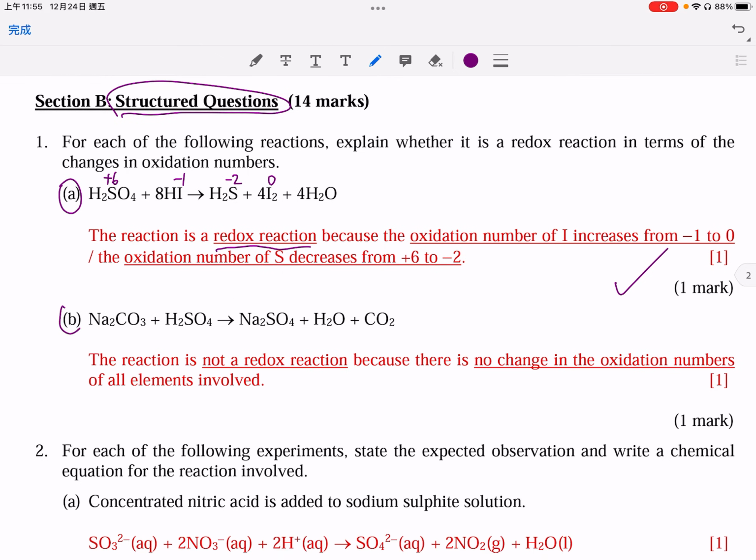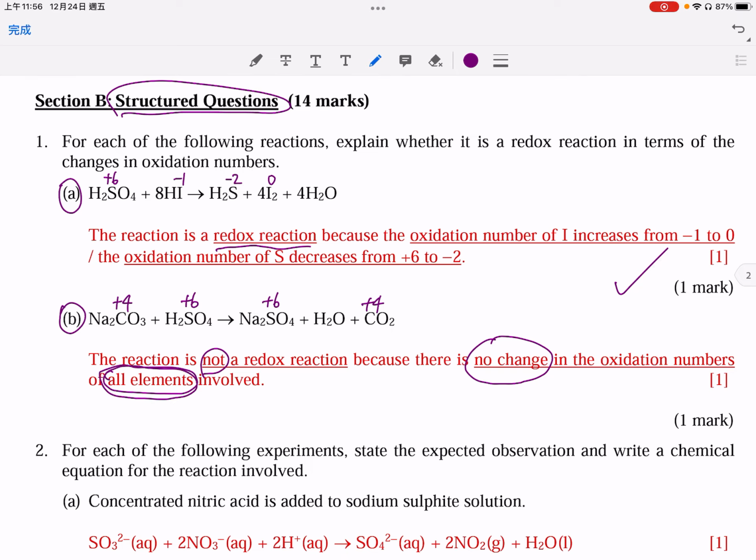Part B, it is of course not a redox. Carbonate, oxidation number of C is of course +4. In carbon dioxide, also +4. For sulfuric acid, oxidation number of S is +6. Similarly, for sulfate, the oxidation number of sulfur is also +6. There is no change in oxidation number of all elements.